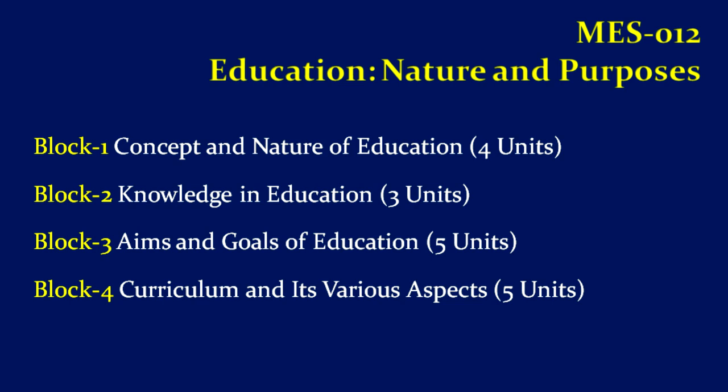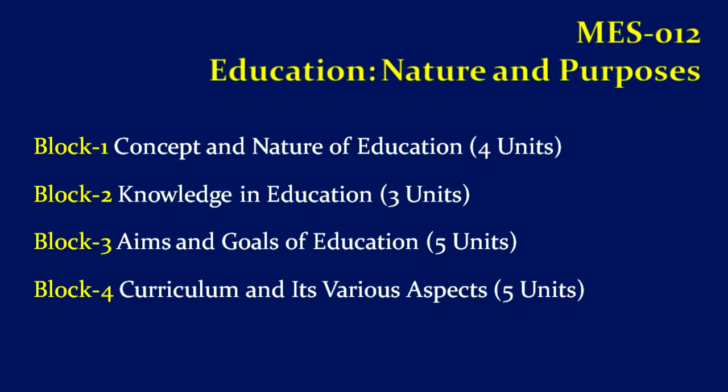If I go through the different block titles and the concepts and educational discourses being addressed in the different blocks, the first block is on concept and nature of education, and 4 units are there in this block. Block 2 is on knowledge in education, with 3 units. Block 3, aims and goals of education, has 5 units. And block 4, curriculum and its various aspects, also has 5 units. So accordingly, 17 units are there in this course.